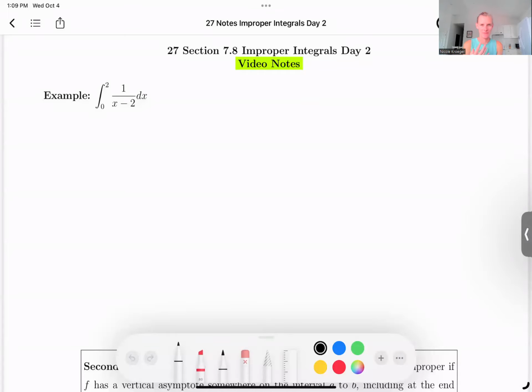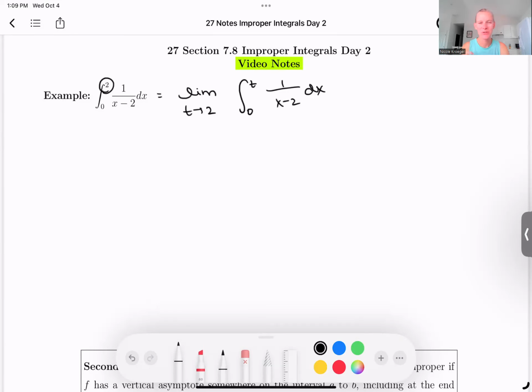So anytime something infinite is happening in our limits or in our integrals, we are going to have an improper integral. If we look at this first example, we see that x equals 2 is a vertical asymptote of this function. 2 is a place that makes the denominator 0, but not the numerator. So 2 is going to be our problem spot here. And so we're going to break this up into a limit as t approaches 2, from 0 to t of 1 over x minus 2 dx.